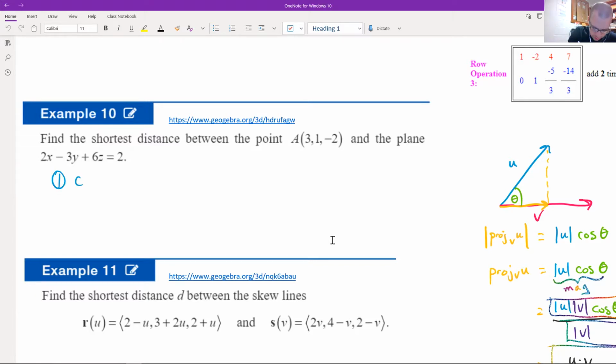one, create a vector from a point in the plane to A. So take any point in the plane, make a vector to A. And once we have that, we will be able to project that vector onto the normal vector.